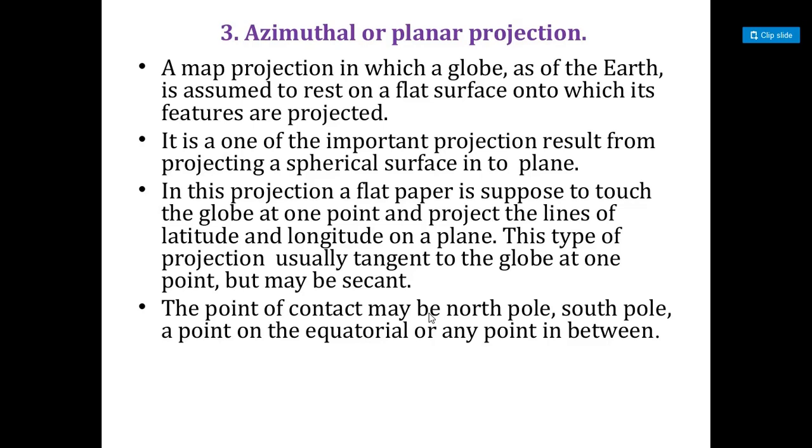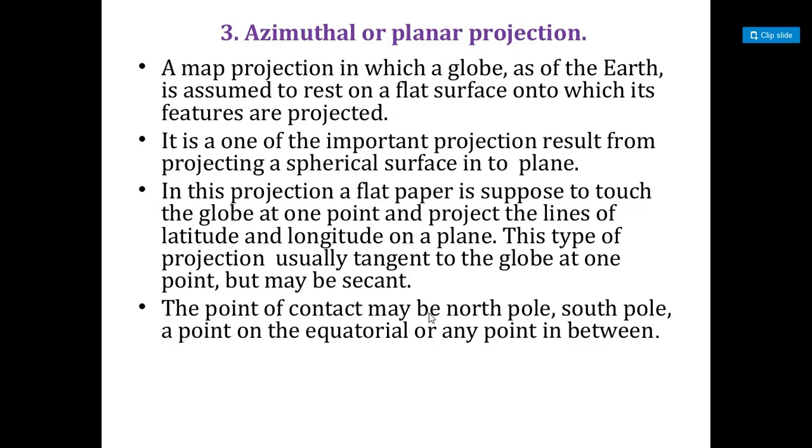In this projection, flat paper is supposed to touch the globe at one point and project the lines of latitude and longitude onto the plane. This type of projection is usually tangent to the globe at one point but may be secant. The point of contact may be the north pole, south pole, a point on the equator, or any point in between. It is tangential at one point only.